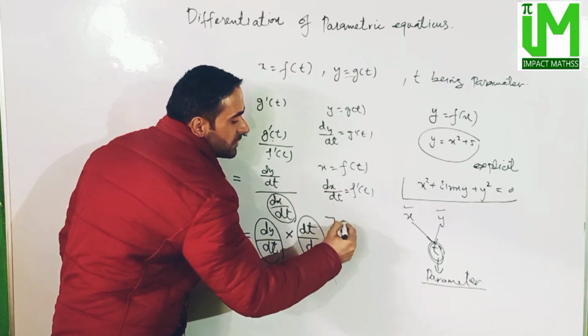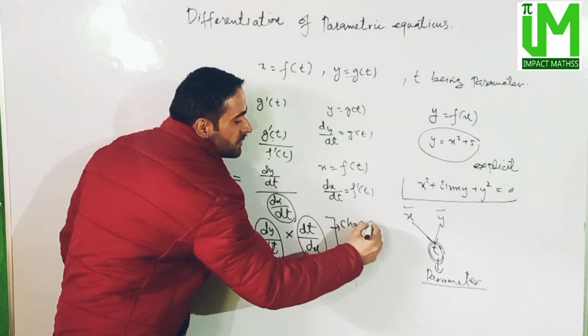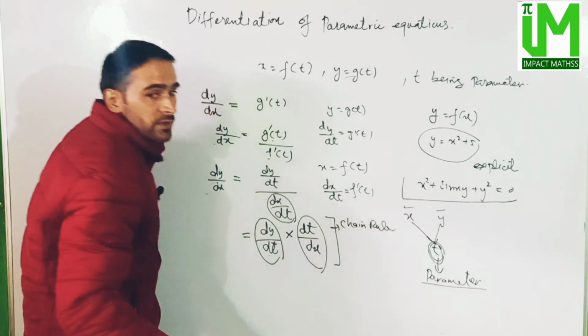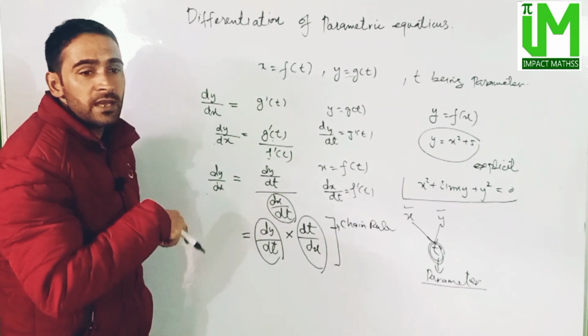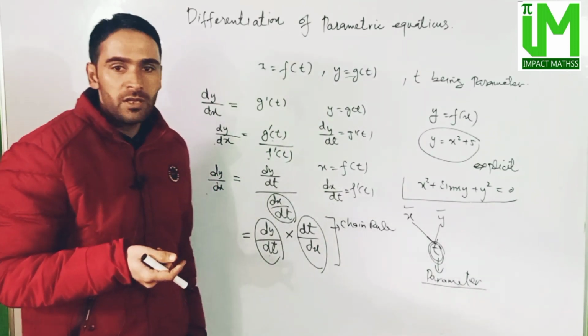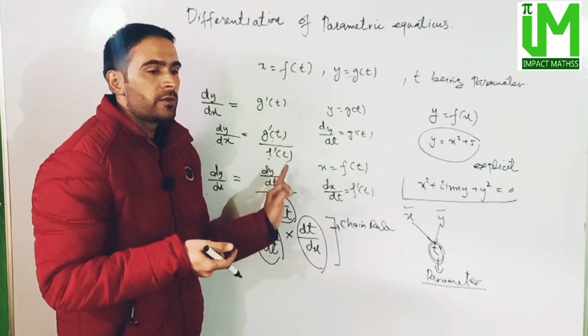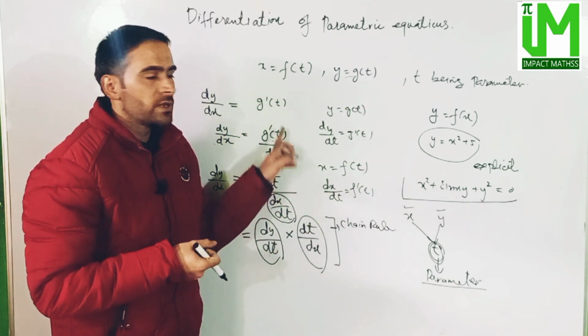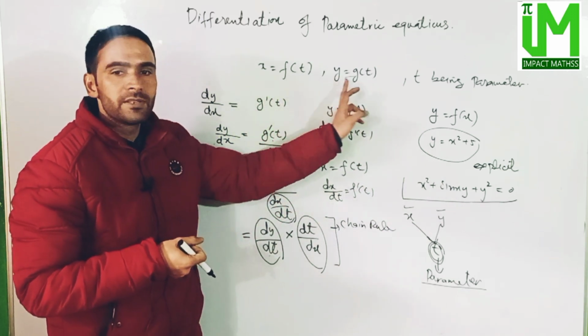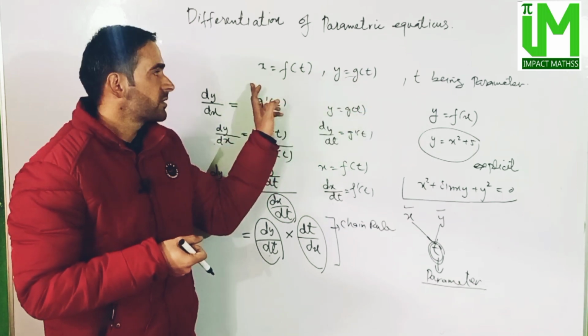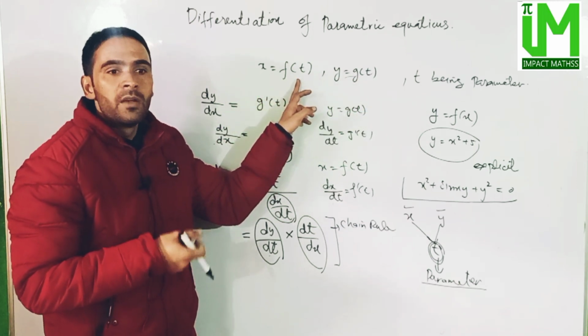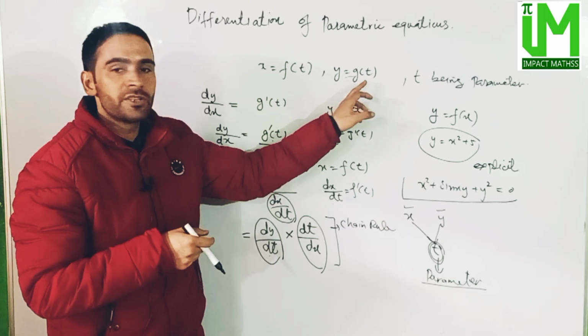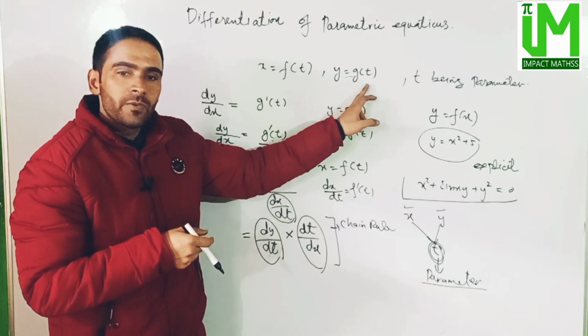Exactly, this rule is called the chain rule of differentiation. So let us see how the chain rule applies to parametric equations. Given two parametric equations, x is equal to f of t and y is equal to g of t. x is equal to f of t means x is a function of t, and y is equal to g of t means y is a function of t.